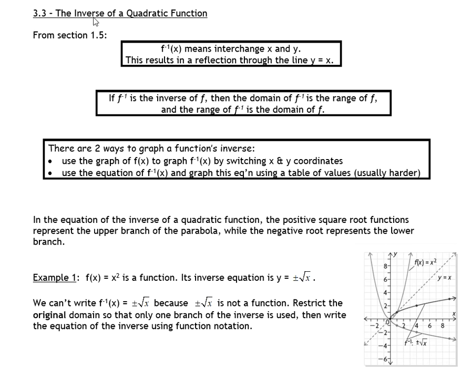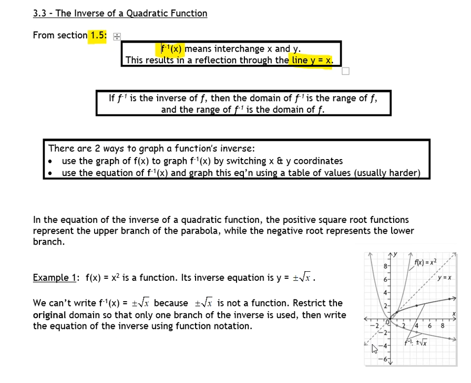Today we're going to talk about the inverse of a quadratic function, which is a lot of review for us. So this is actually section 1.5, and you can go back and look at that if you've forgotten. When we have f inverse at x, the notation is a -1 exponent, and it means we're looking for a reflection through the line y equals x.